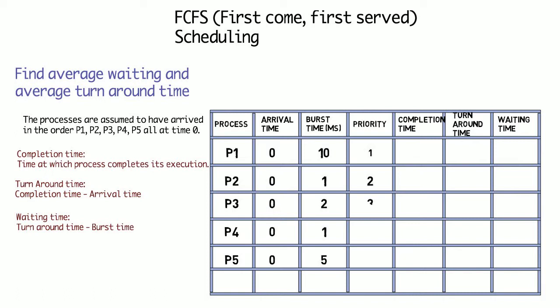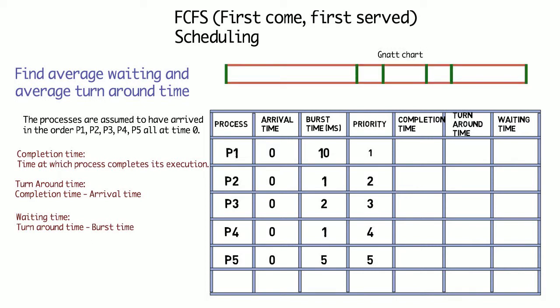Now let's draw the Gantt chart. P1 is selected first for execution by the CPU as it arrived first. It will be executed by the CPU for 10 milliseconds, so its turnaround time is 10 milliseconds and waiting time is 0. Then P2 is picked next for execution. Its turnaround time is 11 milliseconds and waiting time is 10 milliseconds.